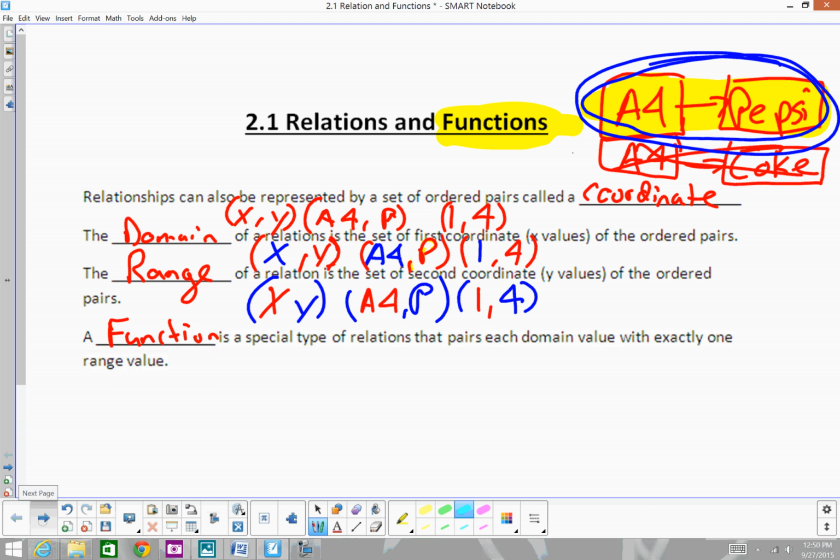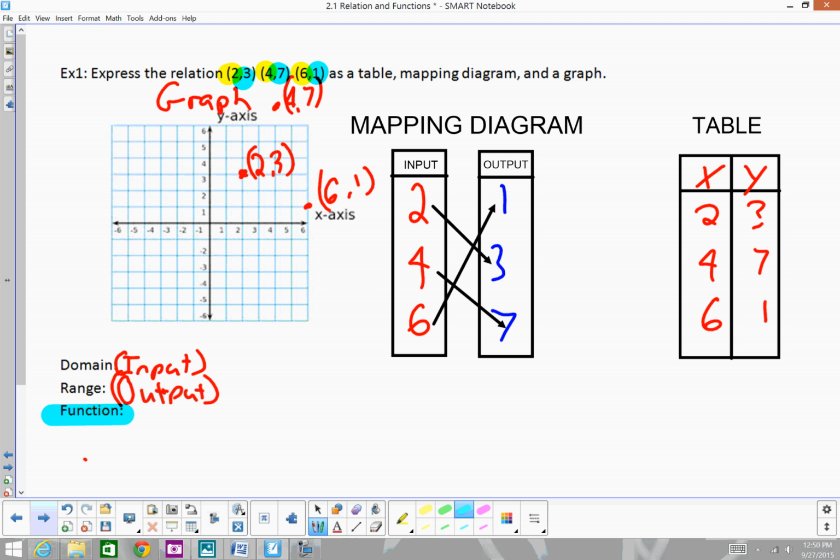So in the simplest terms, you're going to look at your X values. Now, do your X values repeat? 2, 4, 6, 2, 4, 6. No, they do not. So in this case, this would be a function because none of your X values repeat. Because if your X values repeated and they had different outputs, then it would not be a function.